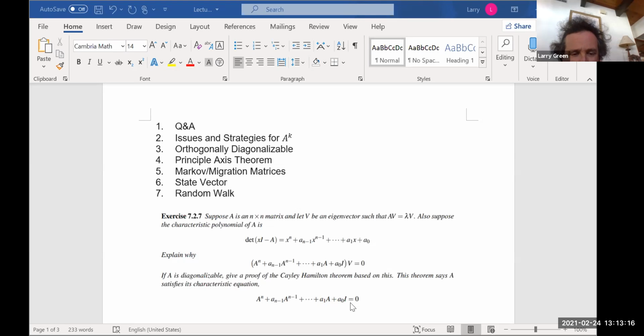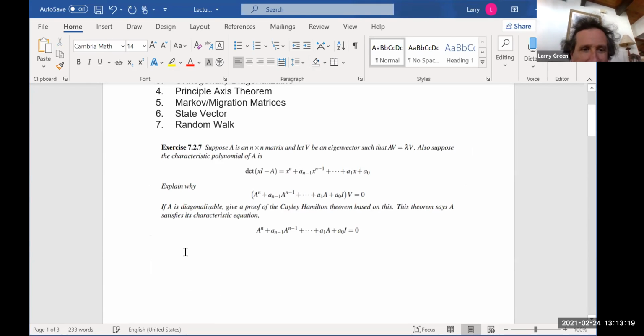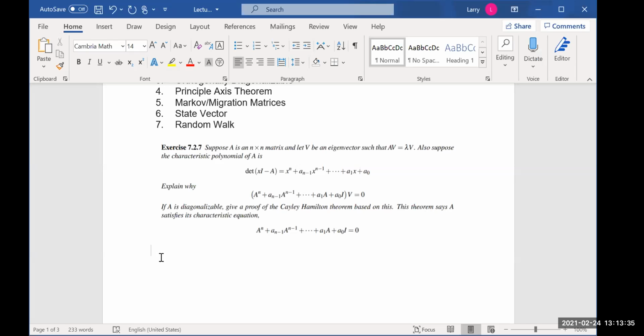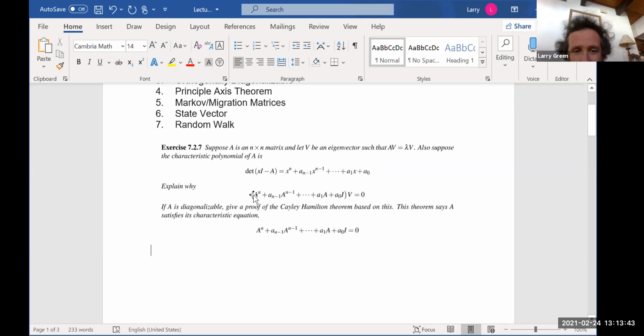Okay. So we have to explain why if you plug in A into the polynomial, you're going to get 0. Do you have an idea how to start? Plug in A. What's that? We can plug in A. Yeah, well, it's kind of already plugged in because we have this a to the n, a sub n minus 1, a to the n minus 1 plus dot dot dot plus a1 a plus a naught I times v, and we're trying to get 0. That's the idea. We have to get equals 0.